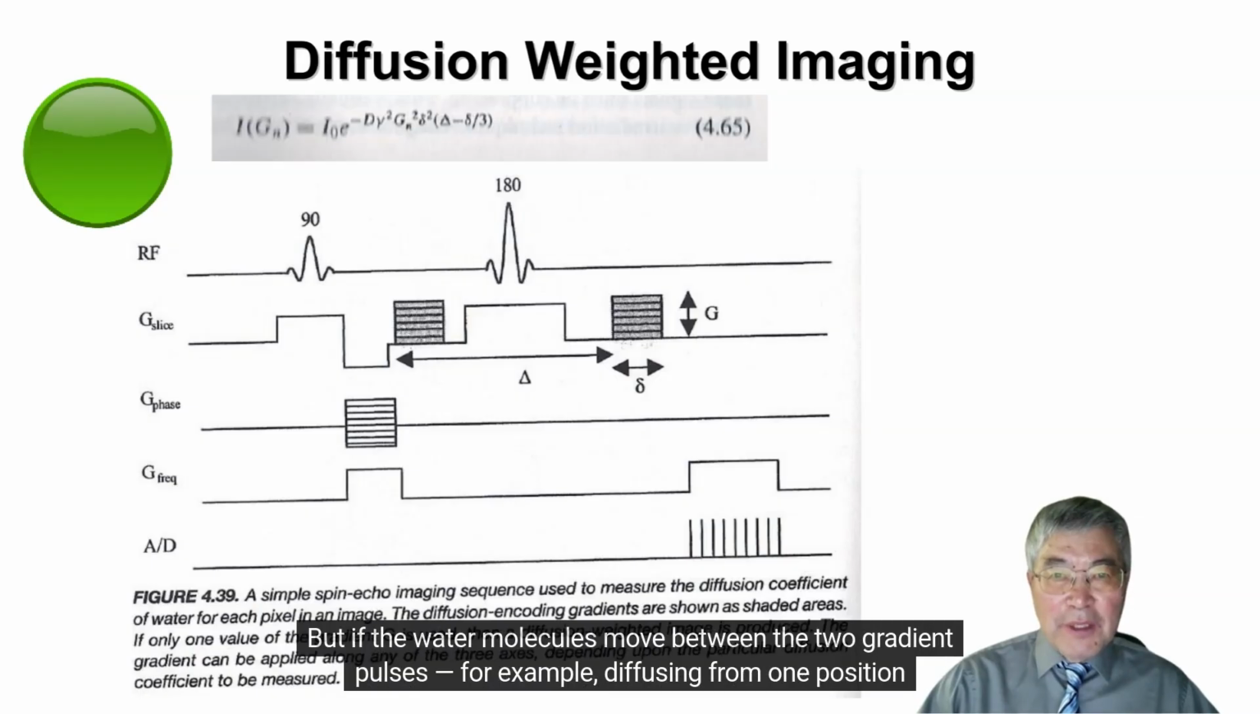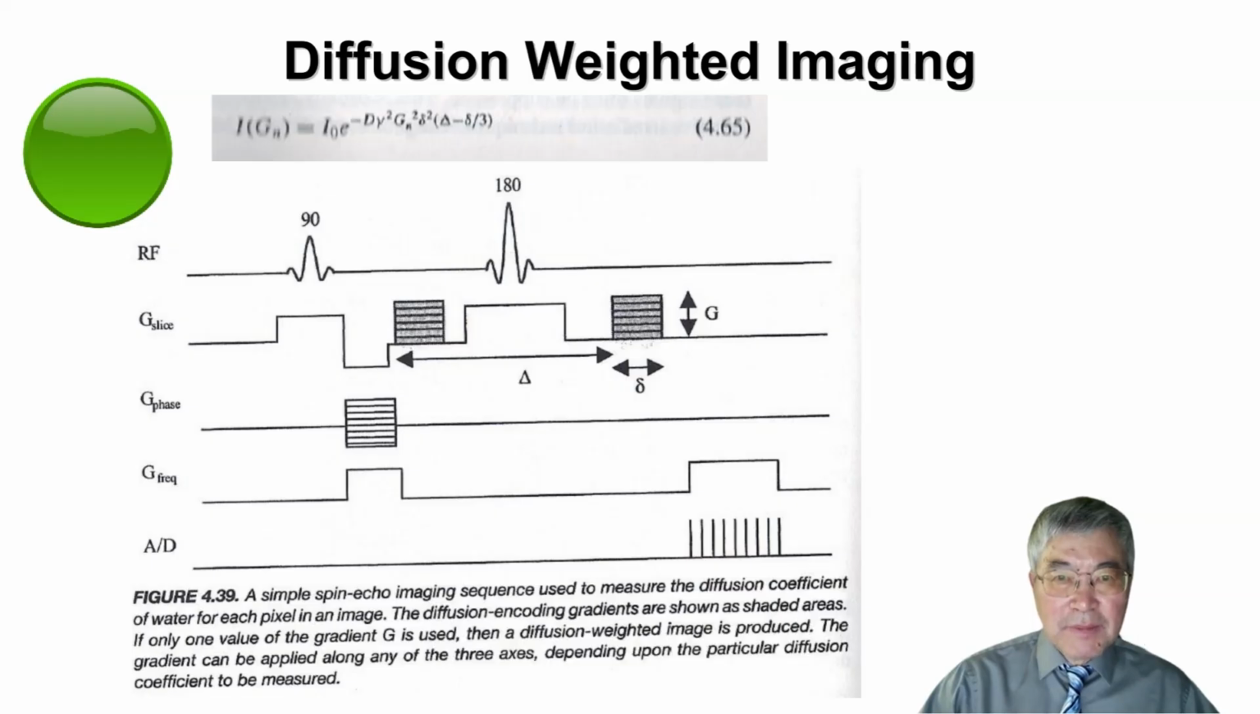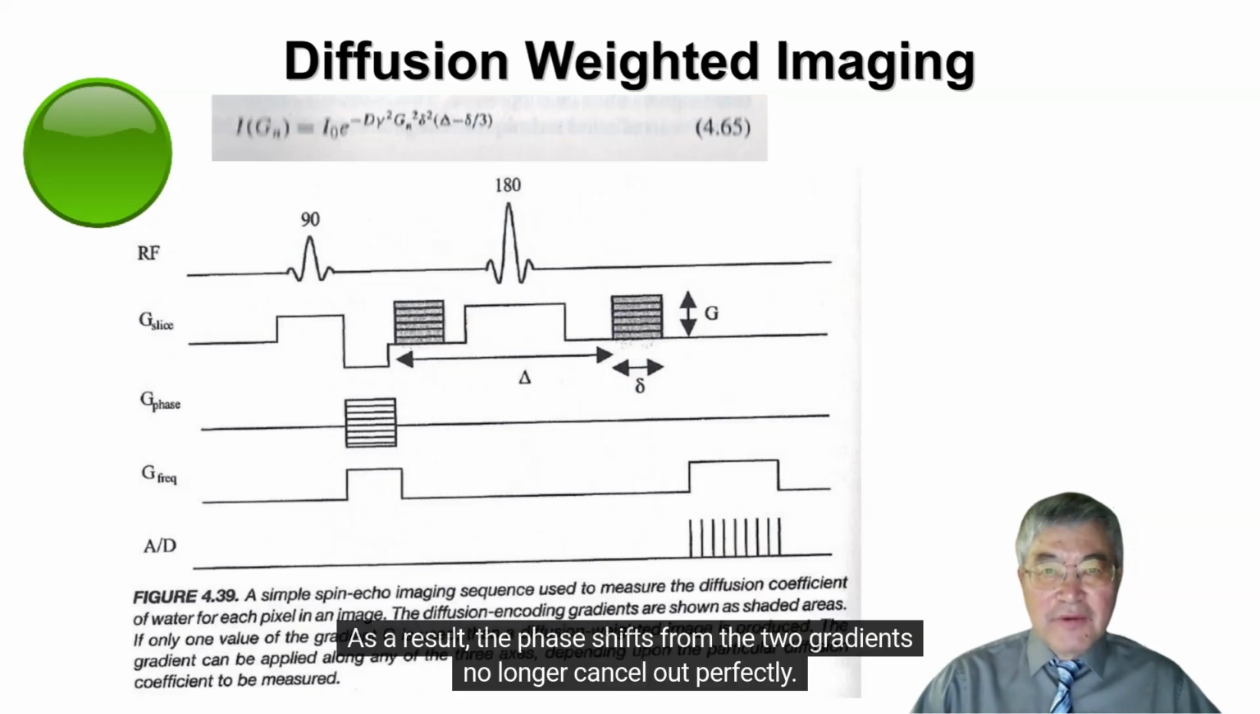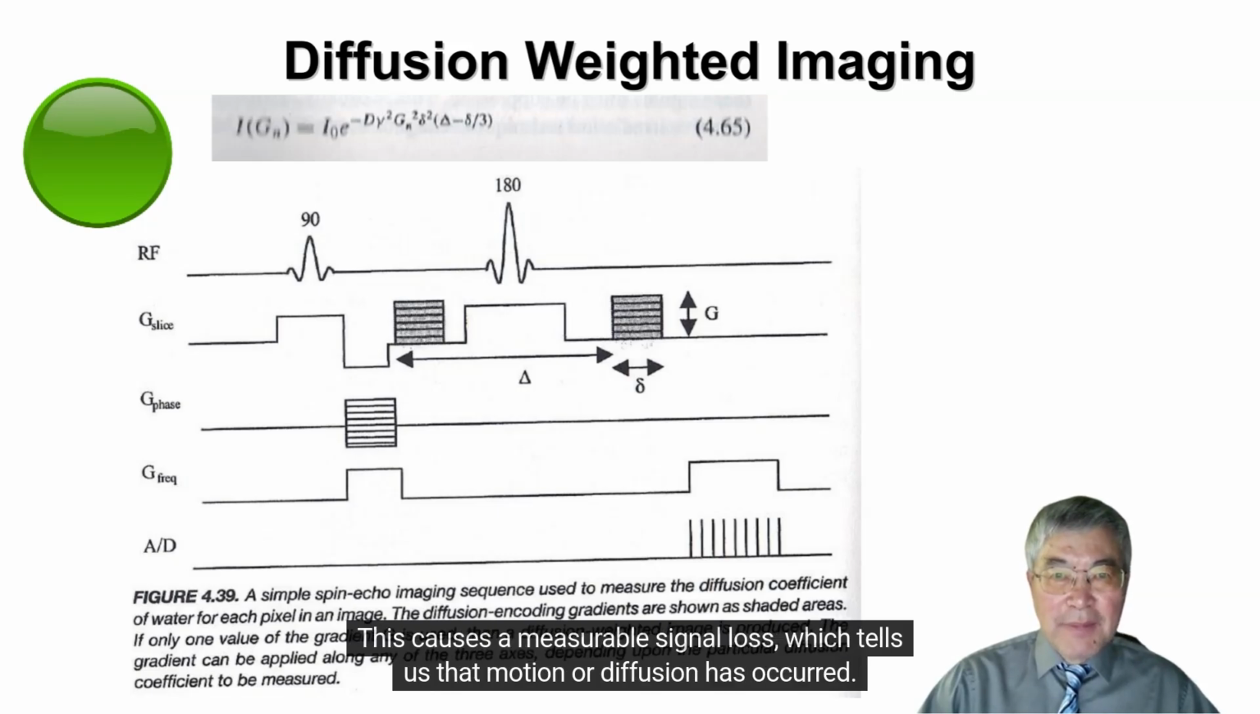But if the water molecules move between the two gradient pulses, for example, diffusing from one position to another, they experience slightly different magnetic field strengths at those two locations. As a result, the phase shifts from the two gradients no longer cancel out perfectly. This causes a measurable signal loss, which tells us that motion or diffusion has occurred.